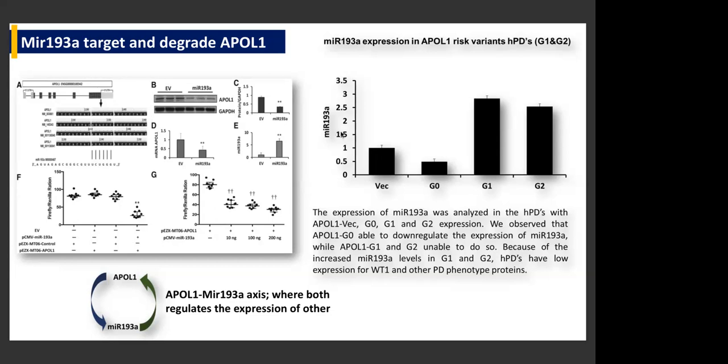So if we overexpress the APOL1, there is a decrease in the microRNA expression. So we have defined one axis of APOL1 and microRNA, that these both complement each other. If we increase the APOL1, microRNA will go down, and if we increase the microRNA, the APOL1 goes down. So this all depends upon which microRNA is present or highly present at that time.